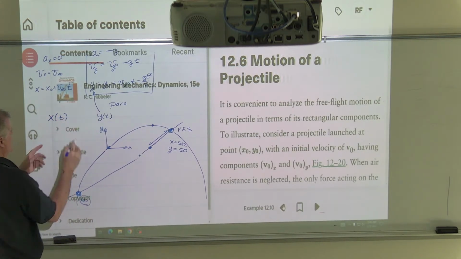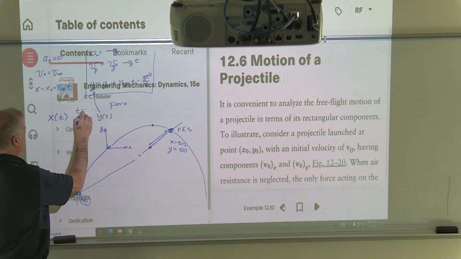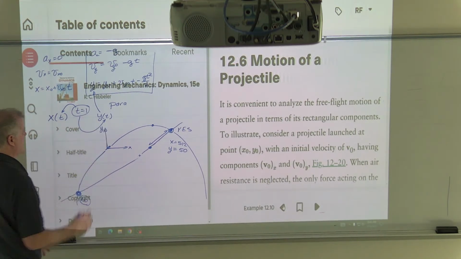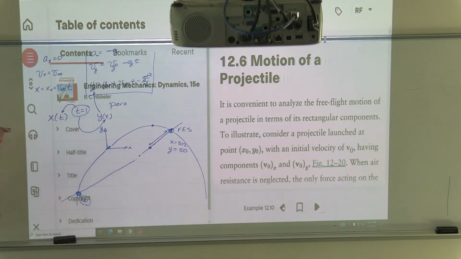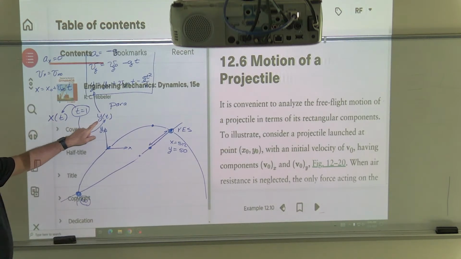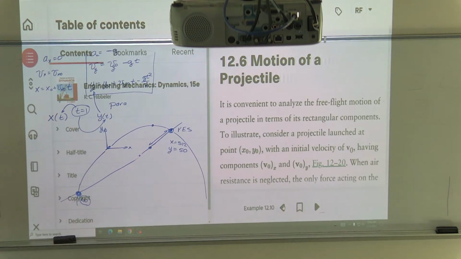And guess what? If I stick in t equals 1 second, I have to put it in this equation and put it in that equation. That's what's meant by parametric. There's a parameter that's common to both of these that you have to put in order to find where X is and where Y is.